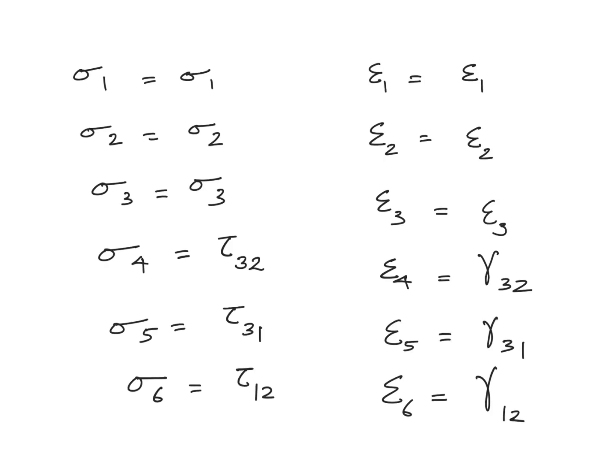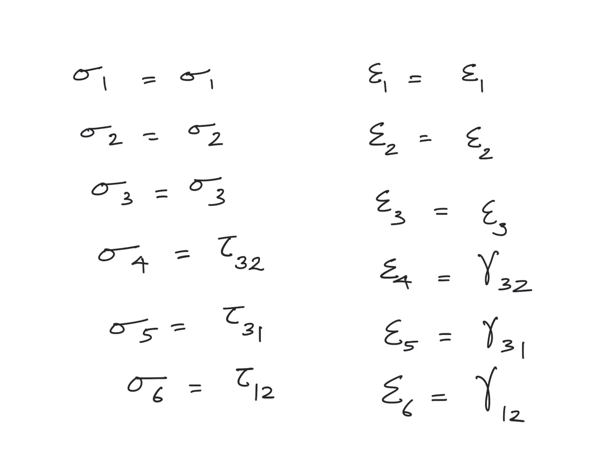For the ease of explanation, let's take some notations as defined here. These notations are very widely used in most of the textbooks. So sigma 1, sigma 2, sigma 3 are the respective normal stresses, and epsilon 1, epsilon 2, epsilon 3 are the respective extensional strains or normal strains. While sigma 4 is a variable to denote tau 32, which is the shear stress in the plane 32, and sigma 5 is used to denote the shear stress in the plane 13, and sigma 6 is used to denote the shear stress in the plane 12.